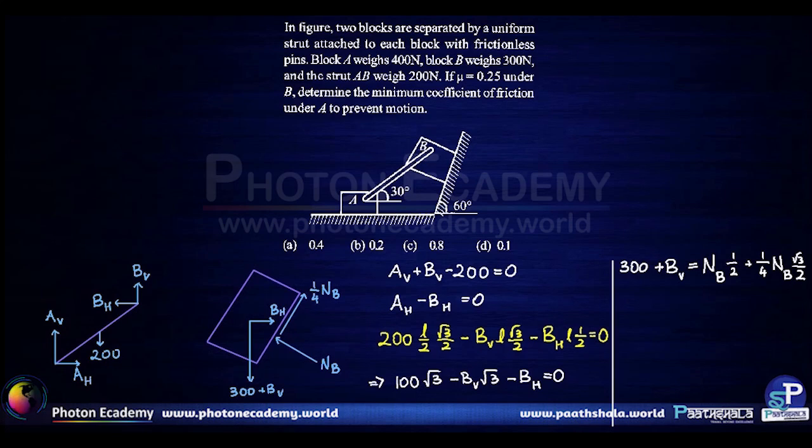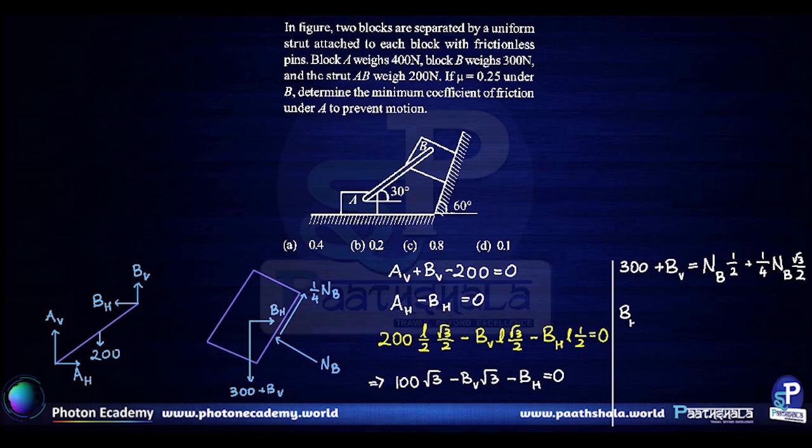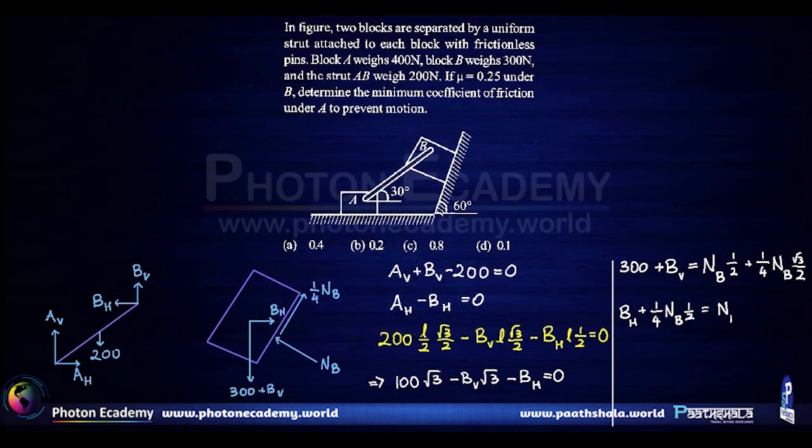And then we have the forces in the horizontal direction on block B. So that is BH plus 1 by 4 NB into cos 60 degrees, that is 1 by 2, is equal to NB into sin 60 degrees, which is root 3 by 2.